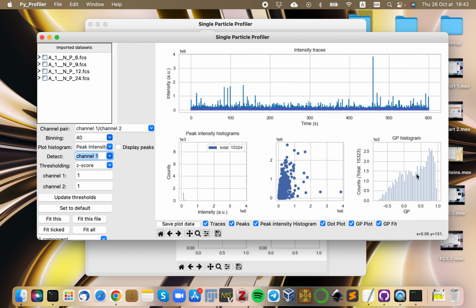So here you see this histogram, and the histogram clearly has two populations. One population is over here, and the second population is over here. This histogram is calculated by the same GP formula, which means that the population over here has a lot of signal from the green channel and very little signal from the red channel. So this is the population that corresponds pretty much to the empty particles.